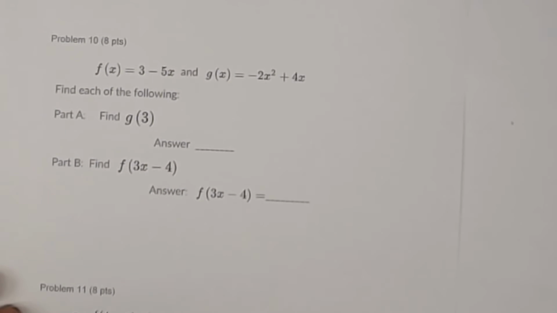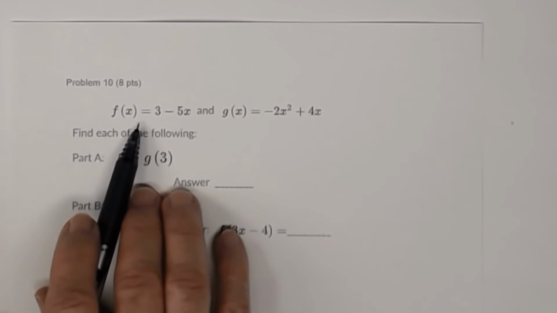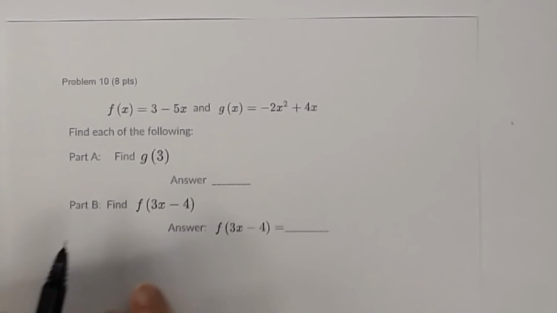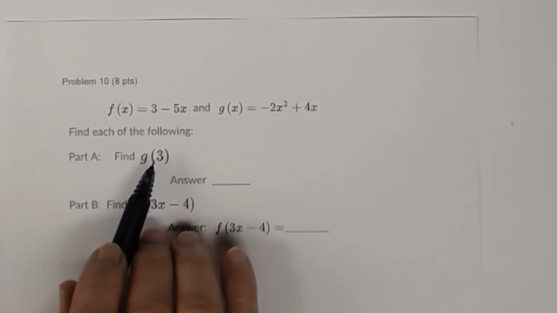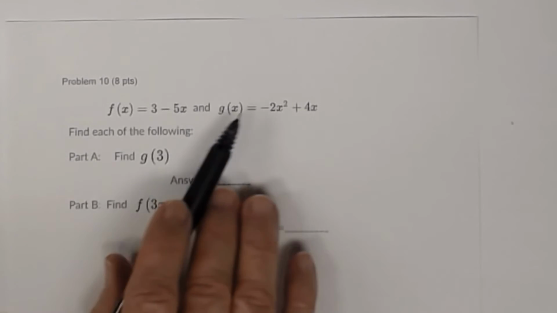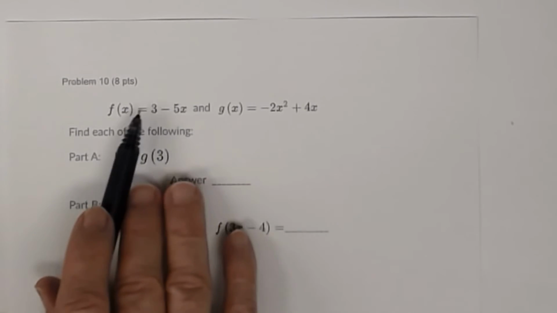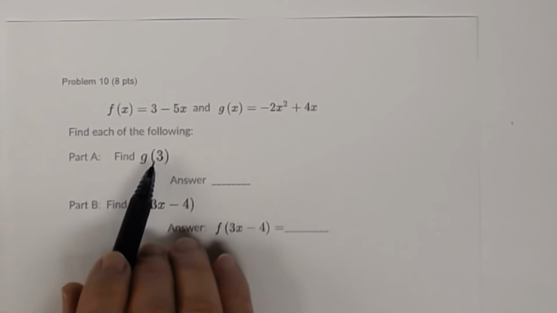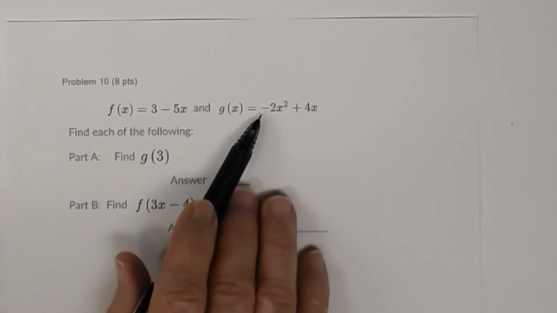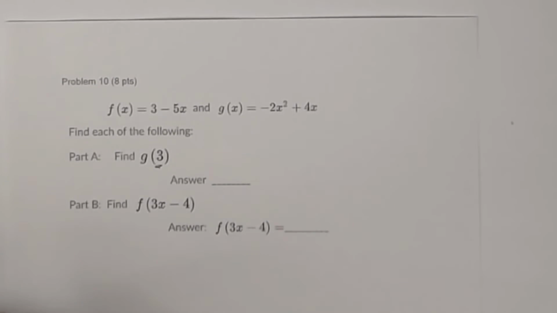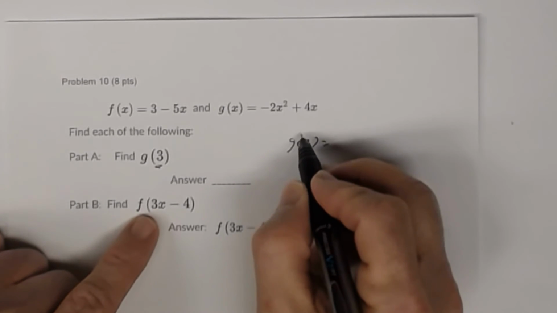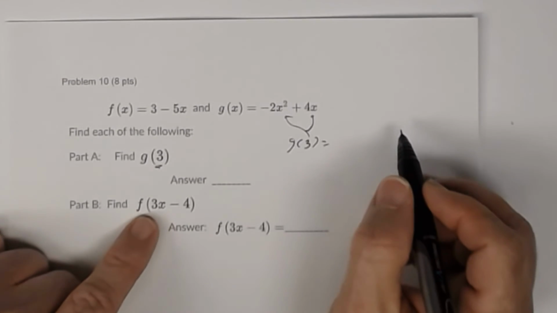So in number 10, you're given that f of x is 3 minus 5x and g of x is this quadratic function. And you want to find g of 3. Now remember, these are two different functions. This is f, the function f, and this is a function g. So if I'm finding g of 3, then I've got to go to function g, and wherever I see the variable x, I'm going to substitute 3. So g of 3 will be, remember, you can substitute wherever you see the variable x, you substitute 3.